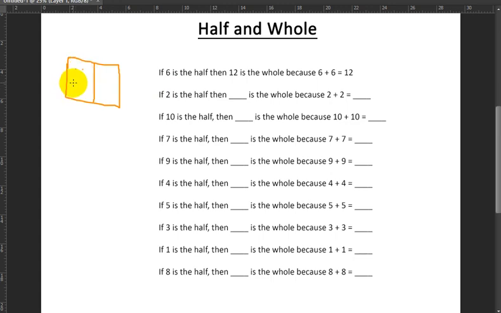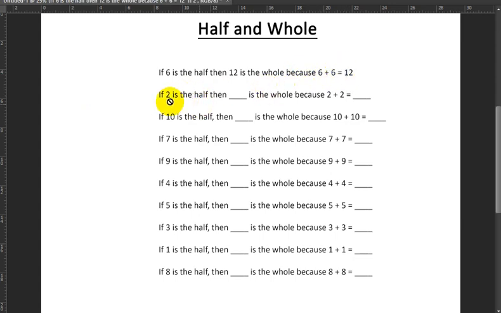1, 2, 3, 4, 5, 6. So that means that there's another 6 on this side, right? And then the whole is what I get if I put all of these together. So 6 plus 6, just like we did here, 6 plus 6.